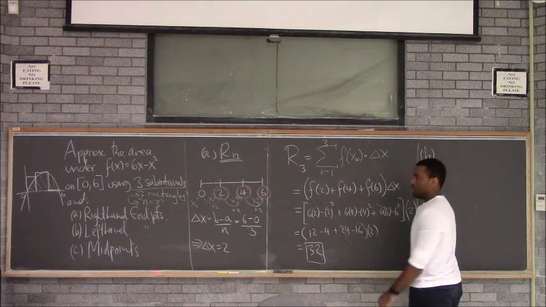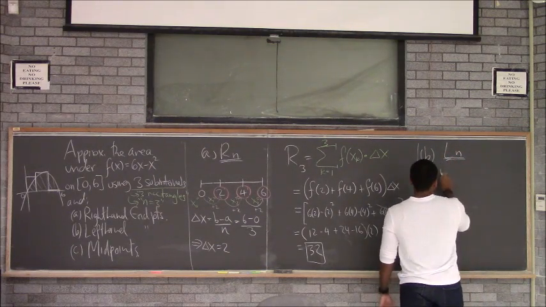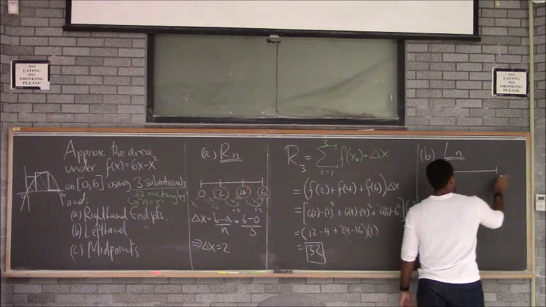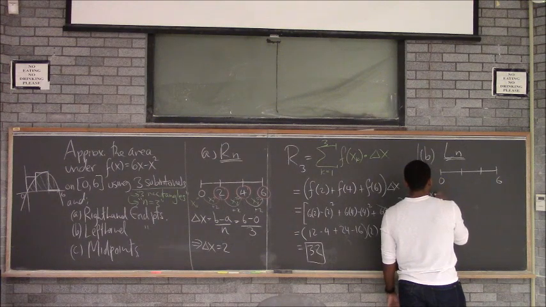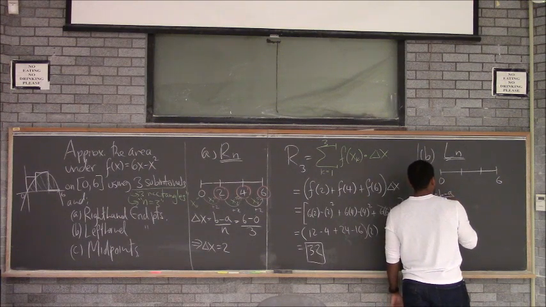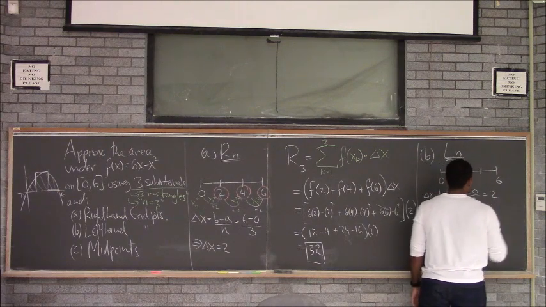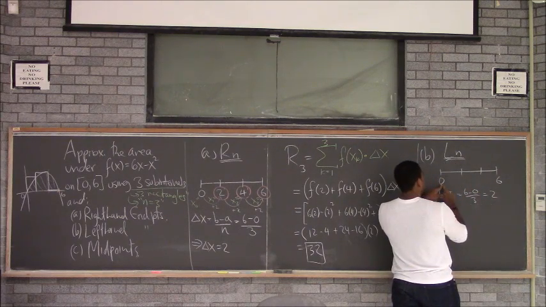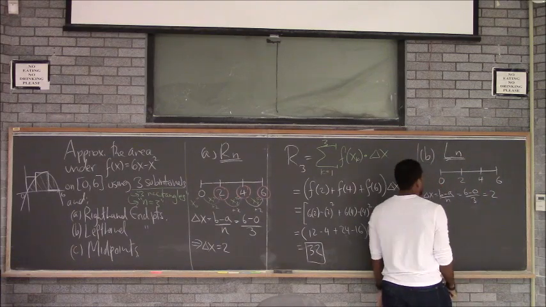B. If we wanted to use the left-hand approximation, again, I'll go through the same process. I'll just write this down. Now I want 3 equal parts. I would find my delta x. This is b minus a over n. This is 6 minus 0 over 3. It's going to be 2. So I'm just going to start here and keep adding the delta x. That's going to be 2, 4.